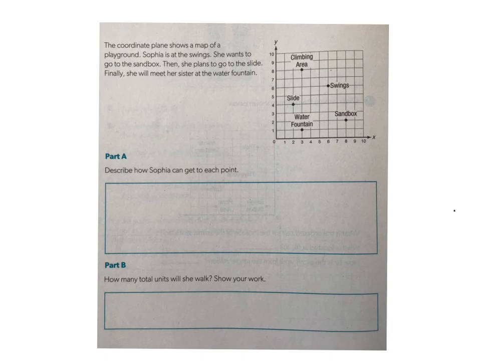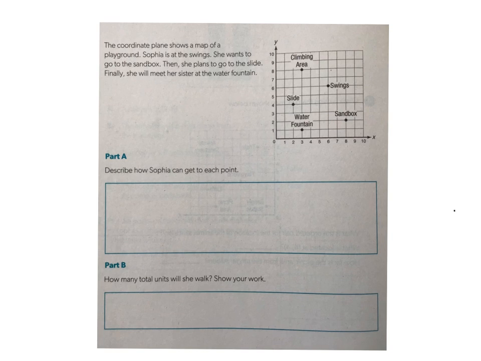Okay, so our problem states that the coordinate plane shows a map of a playground. Sophia is at the swings, and she wants to go to the sandbox. Then she plans to go to the slide, and finally she will meet her sister at the water fountain. So looking at that information and then looking at the coordinate plane to the right, that makes me understand that this plane represents a map of the playground that she's attending.